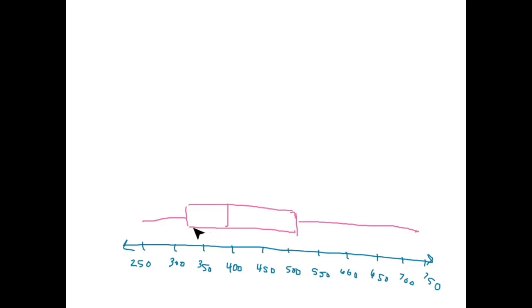Because this side is shorter, these sections right here are a little shorter than these sections, I know that the data is more crunched together. So there are more phones that have a battery life within this range than there are phones with a battery life in this range. We will go more into reading box plots and dot plots and histograms in our next lesson.